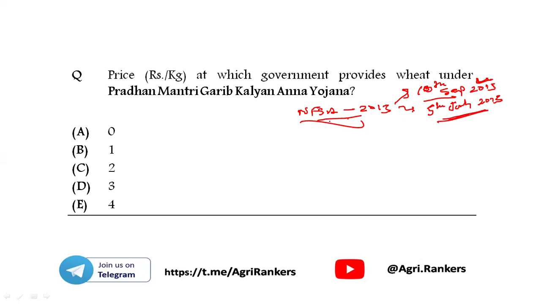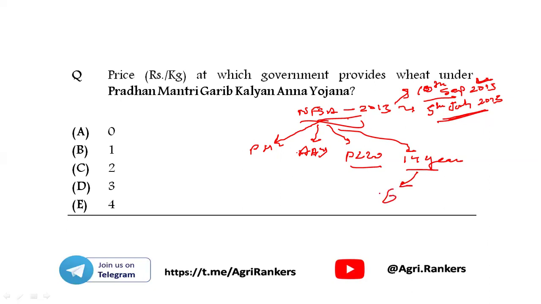So what are the benefits? There are 4 kinds of beneficiaries under this act. One is priority households. Another is Antyodaya Anna Yojana households. Third is pregnant and lactating women. And the fourth is children up to 14 years. These are the 4 beneficiaries. First, let's discuss these two. Children under 14 years have 2 categories: children under 6 years and children from 6 to 14 years.